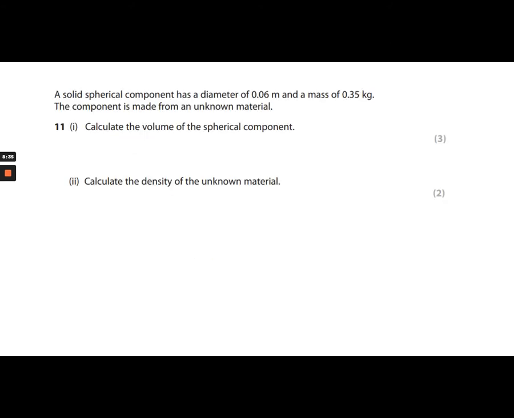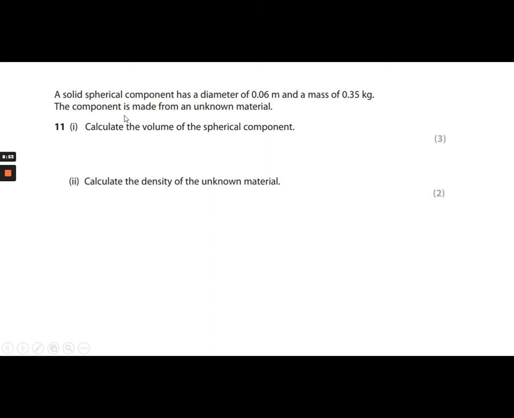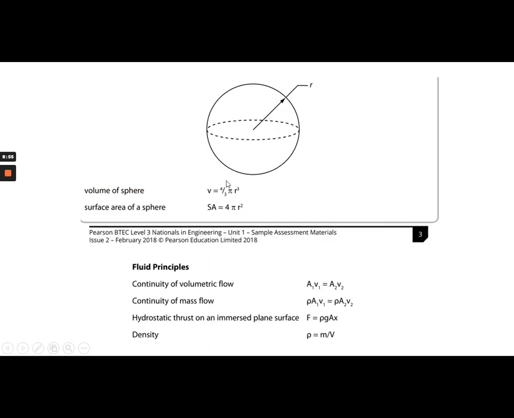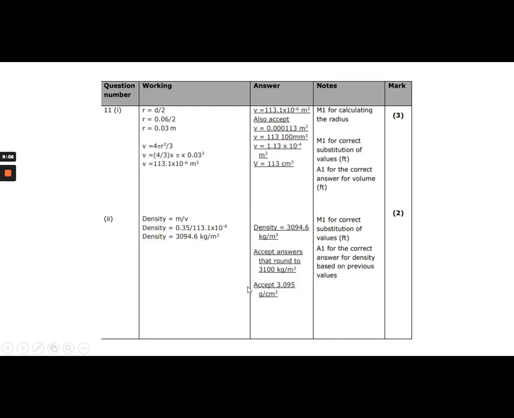Next we have really just a simple density question, but with the volume of the spherical component. This is just from topic A, working out the volume of a sphere, which is given to you on page 3. So it's 4/3 pi r cubed, and once you've got the volume of that sphere, the density is just mass over volume. So you're given the mass, so divide it by your answer to part 1. The mark scheme.